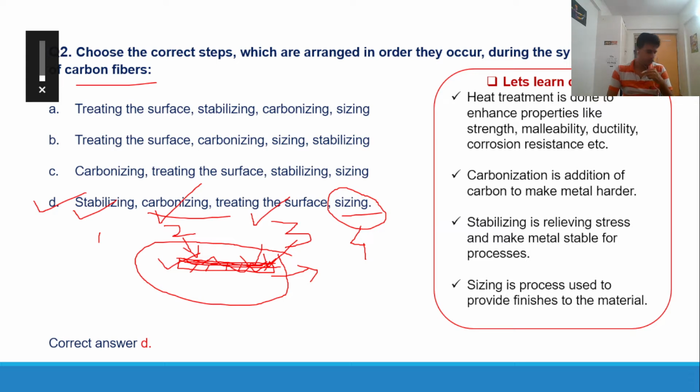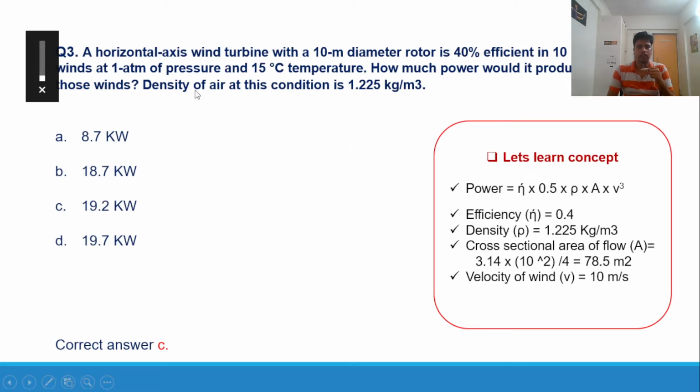Okay, so yeah, we were at question 2. Question 3. A horizontal axis wind turbine with a 10-meter diameter rotor is 40% efficient in 10 meter per second wind at 1 atmosphere of pressure and 15 degrees Celsius temperature. 15 degrees Celsius is basically the ambient temperature, and 1 atmosphere pressure is for ambient. And how much power would it produce in those winds? Density of air can be taken as 1.225 kg per meter cube.